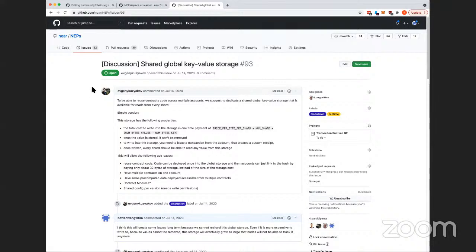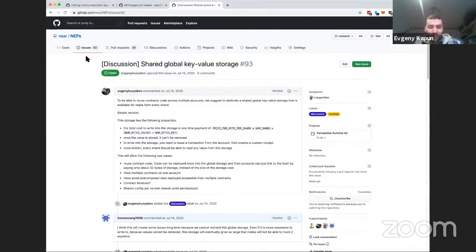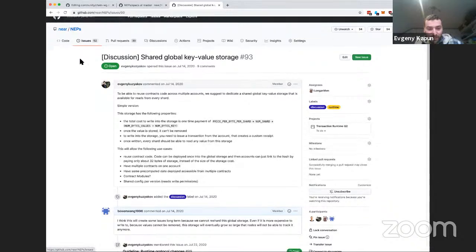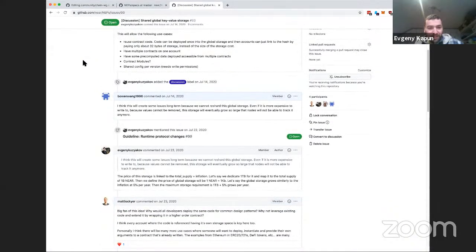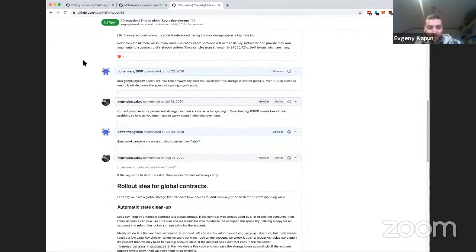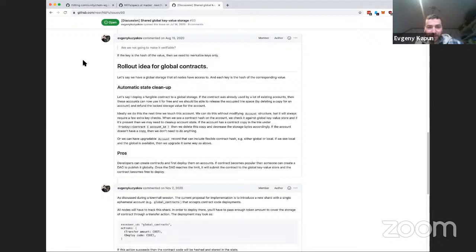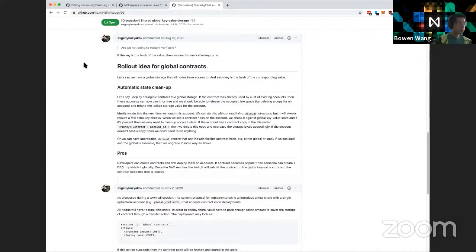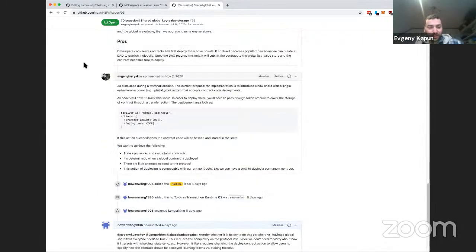Well, my objection is that it will reduce opportunities for scaling. So currently we don't scale very much, but once we have many shards, we want to scale, and global storage is a part which doesn't scale. Everyone needs to have it. And I think here you have some other things listed, like having multiple contracts in one account. I think this is completely unrelated to global storage, independent.